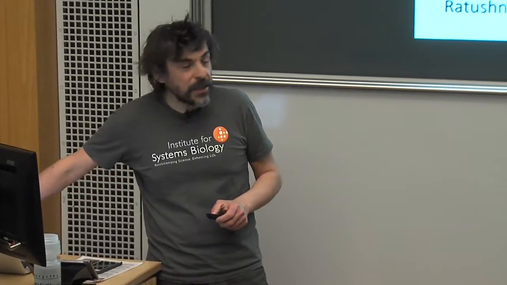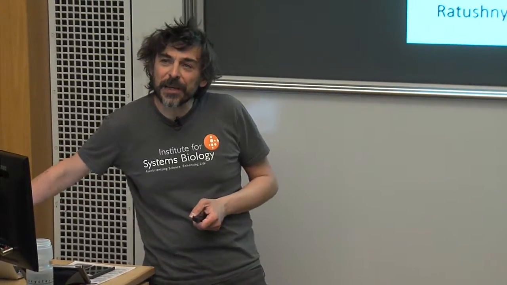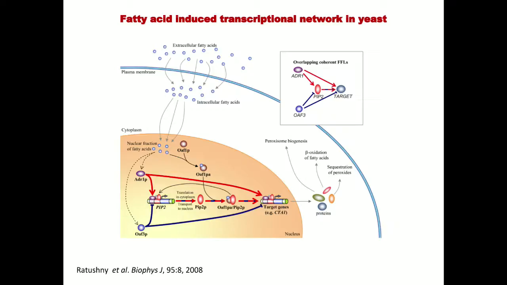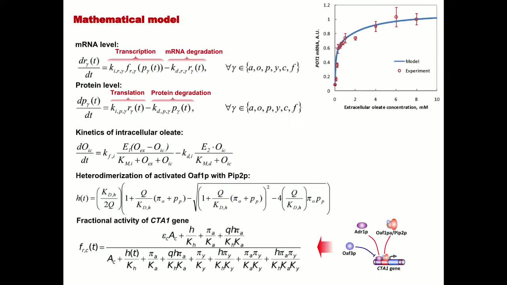And we looked at several biological systems for which we actually had mathematical models. So one of these is this small circuit of oleate acid metabolism in yeast. These are transcription factors, and they form this overlapping coherent feed-forward loop. And there are ordinary differential equations, nonlinear equations that model the mRNA levels and the protein levels and the various kinetics of these molecules. Okay? And the parameters are experimentally determined, and they have been published elsewhere by our team.